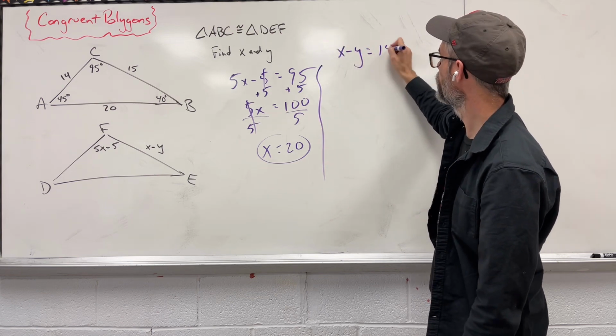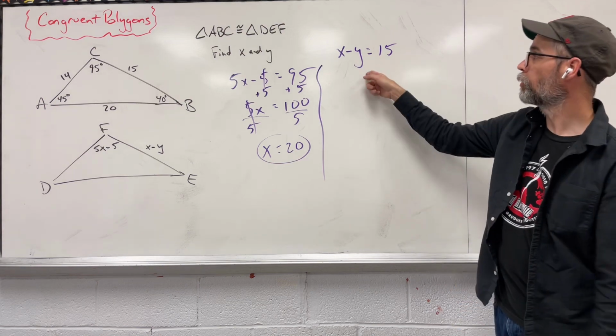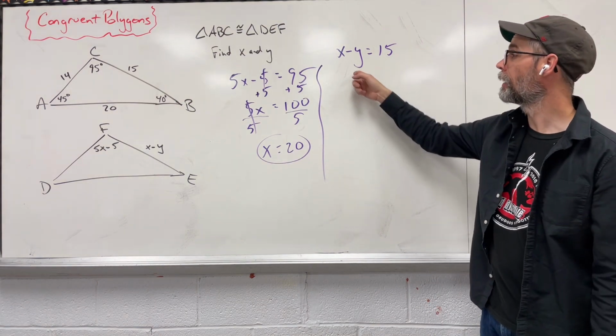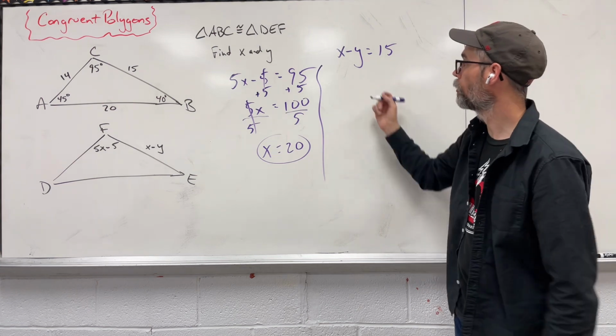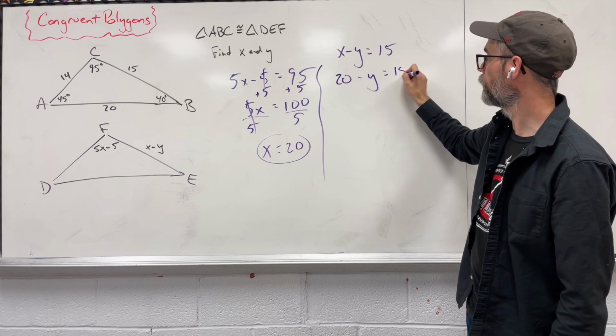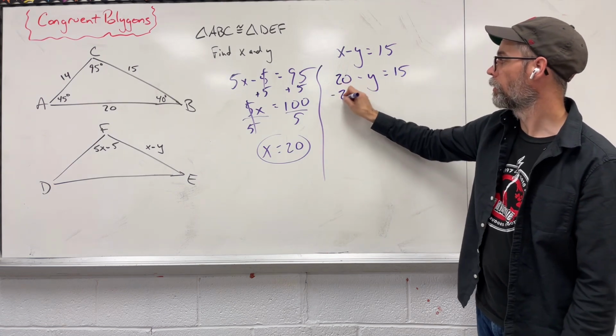X minus y is the same thing as saying 15. Now I'm dealing with two variables here. I need to take what I used here, plug that in, and then figure out what that y is. So we know x is 20 minus y equals 15. Let's get y alone.